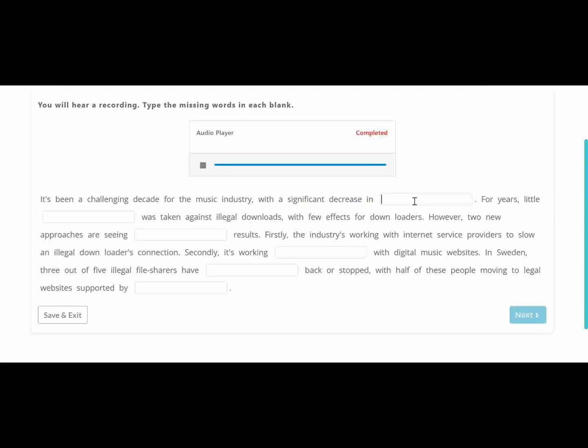So first option is decrease in sales. This is the first answer. Listening, filling the blanks. Second is little action. So check your spellings carefully. Next is positive.